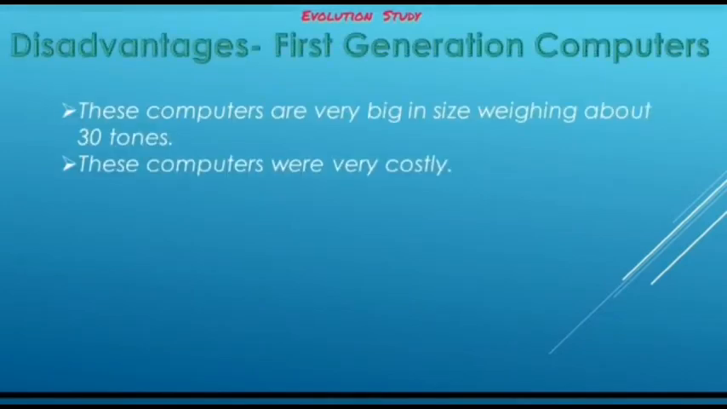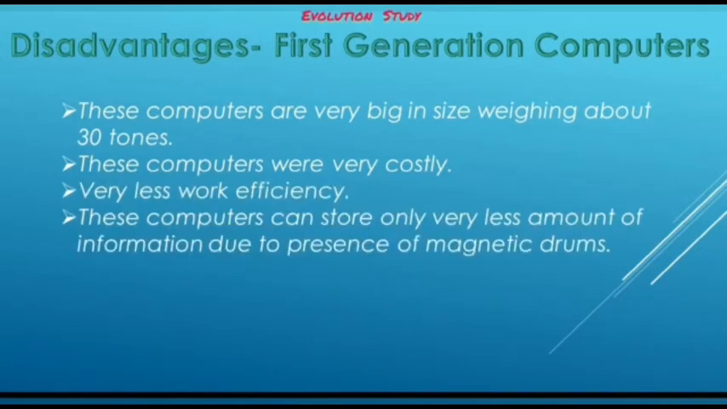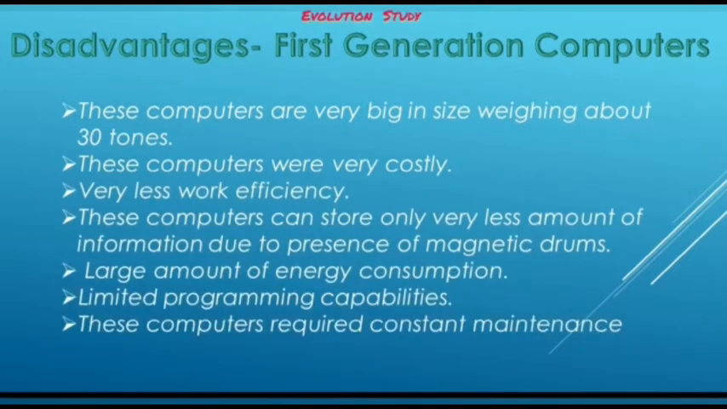Now what are the disadvantages? These computers are very big in size, weighing about 30 tons. These computers were very costly, had very low work efficiency, and can store only a very small amount of information due to the presence of magnetic drums. Large amount of energy consumption, limited programming capabilities, and these computers required constant maintenance.